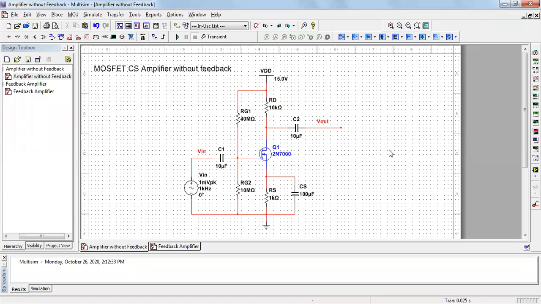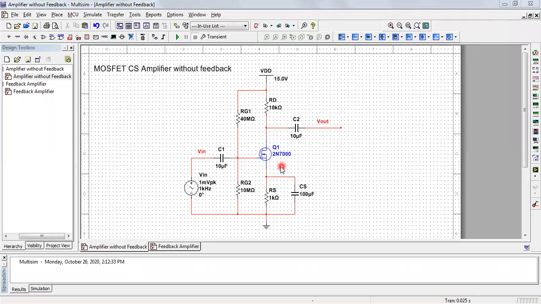Okay, so this is the MOSFET common source amplifier circuit. Exactly similar to the JFET amplifier circuit. The only difference is that instead of a JFET, we have connected a MOSFET here. And the same MOSFET we are using, the 2N7000, which is an N channel enhancement type MOSFET.